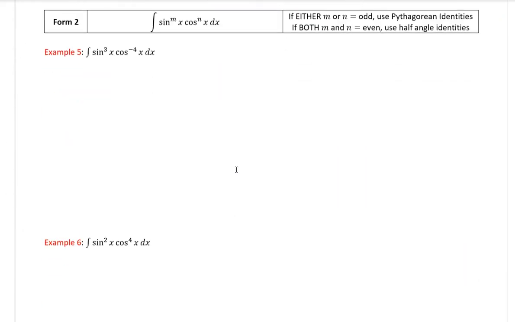The second case is where we have sine times cosine, each taken to their powers. Now, this is also going to be in two different strategies. One, if either m or n are odd, so that means either of the powers are odd. Again, they could be negative odd or positive, doesn't really matter. If either of them are odd, we're simply going to use Pythagorean identities. And whichever one we use a Pythagorean identity on, which is going to be the odd one, we're going to save one piece of that to use as du.